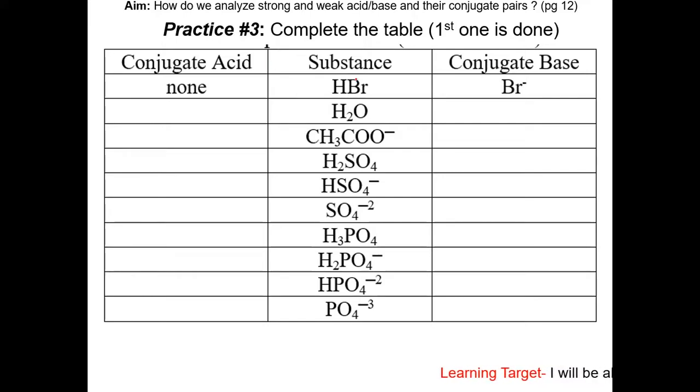HBr is a strong acid. Therefore, when it loses a proton, it becomes Br-, which is the conjugate base. There is no conjugate acid because HBr is a strong acid. It will not behave as a base.